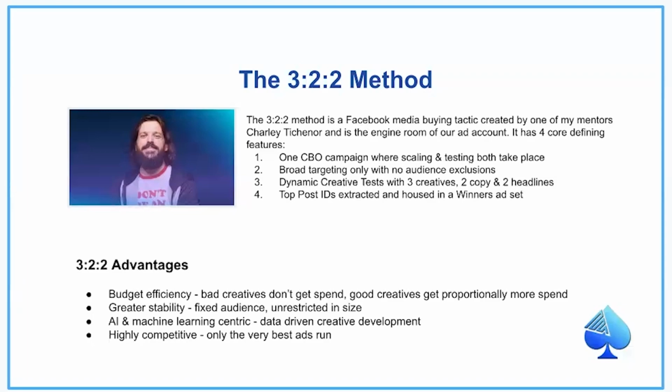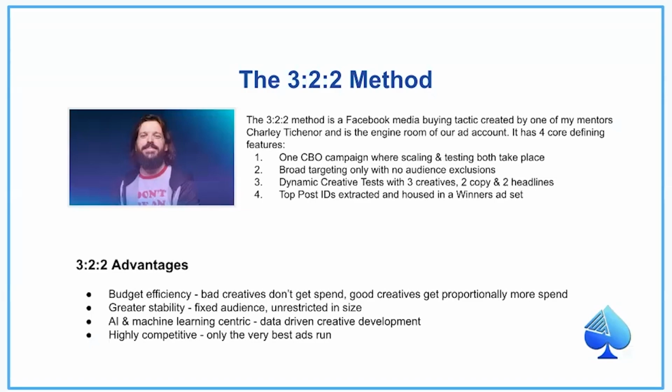You also have greater stability because your audience is fixed and unrestricted in size. So if you have interest audiences, as an example, you might reach the point where you have used that whole audience up and your campaign starts to decline, or even worse, just drops off a cliff because there's no more people or Meta has changed how that audience is calculated, okay? And it just sends it into whack, right?